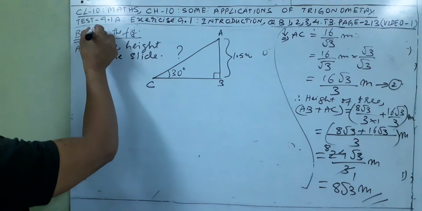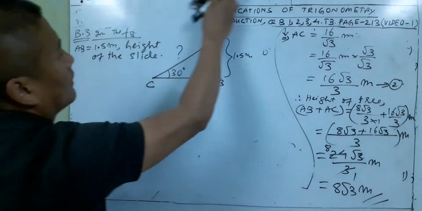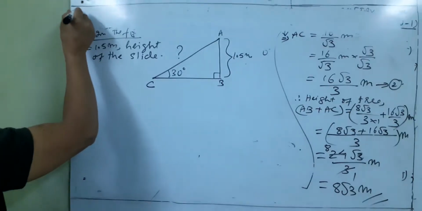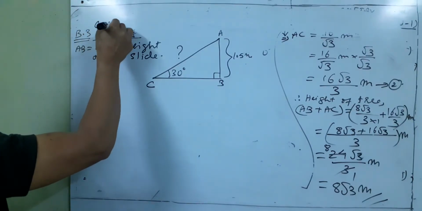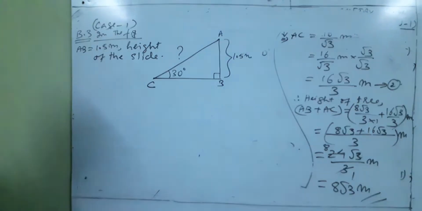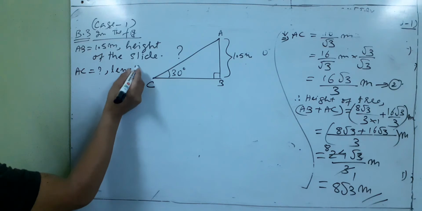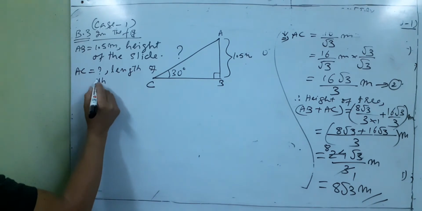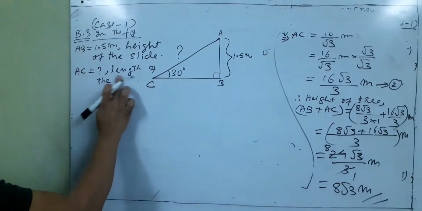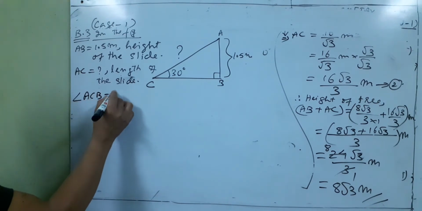So this is case 1. I think this part can be wrapped up now. So we can just write here case 1. So in the figure in case 1, here AB is 1.5. Then we write here AC is a question mark, the length of the slide, which the question is asking us. Then angle ACB is equal to 30 degree.